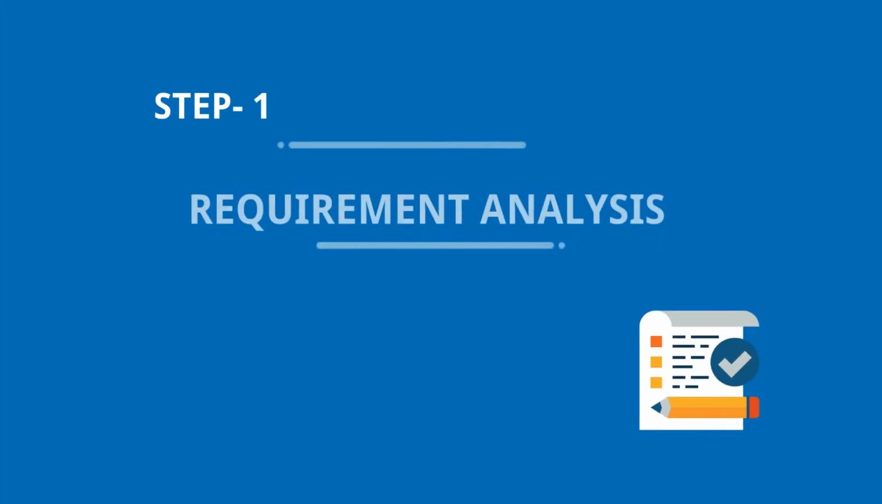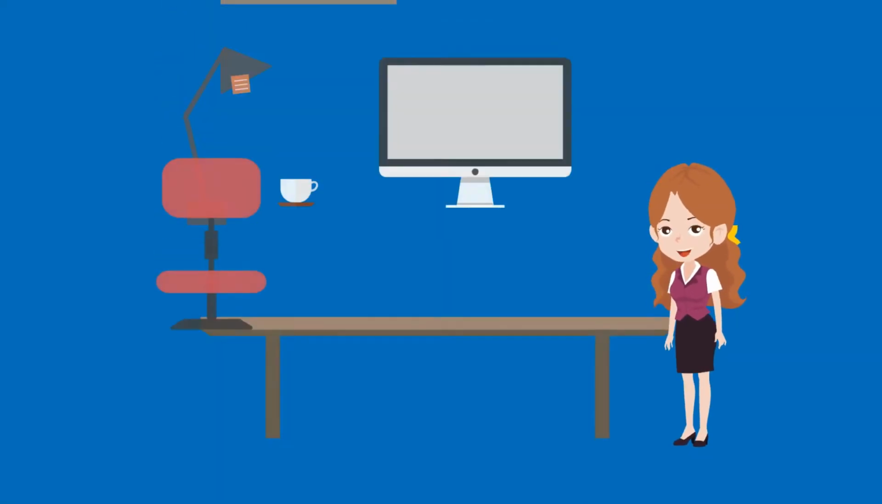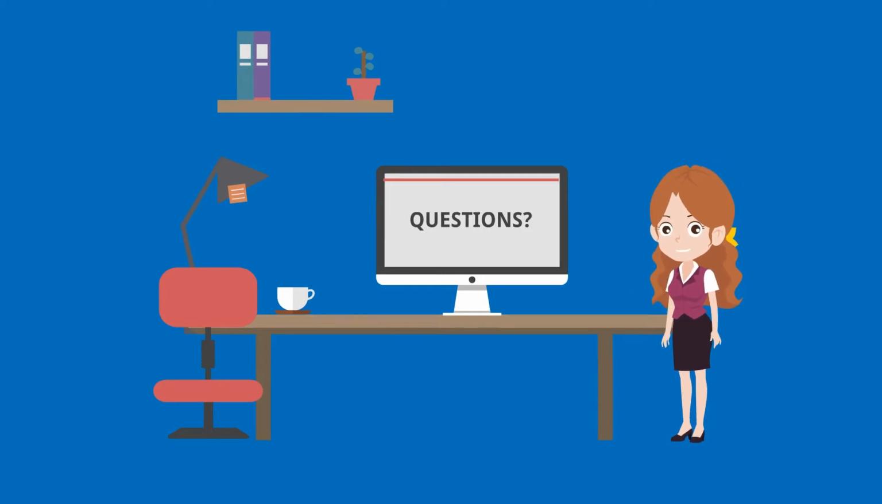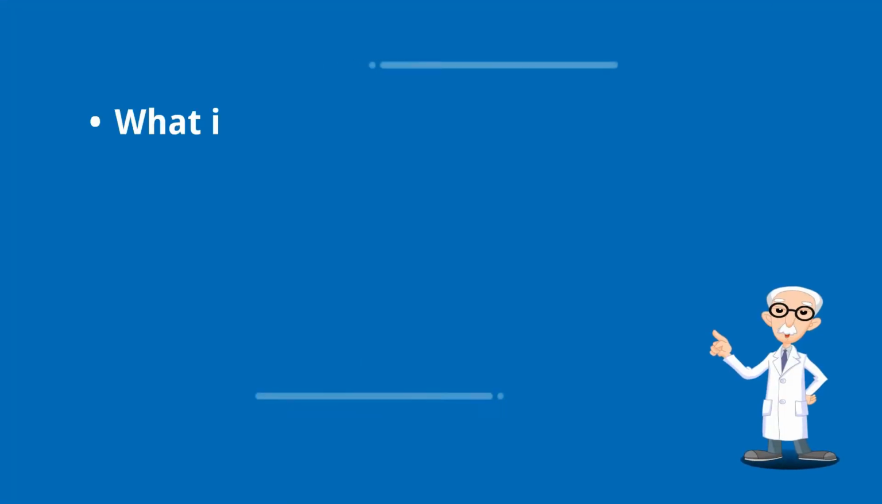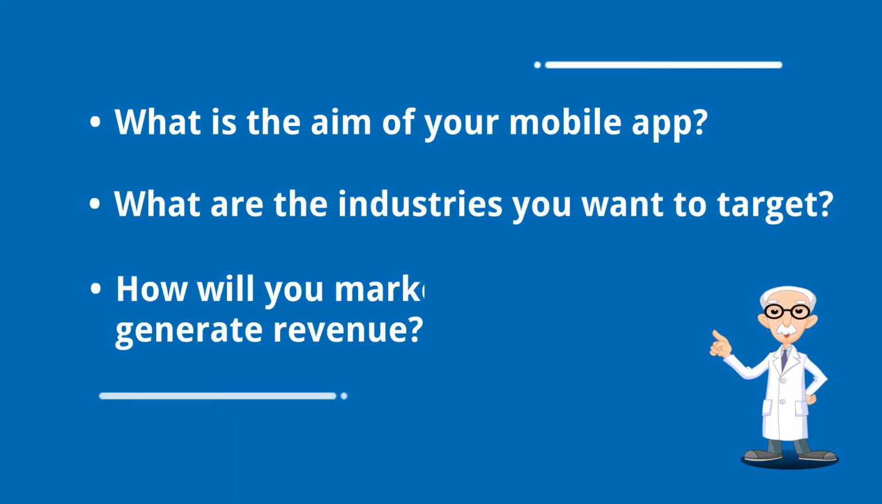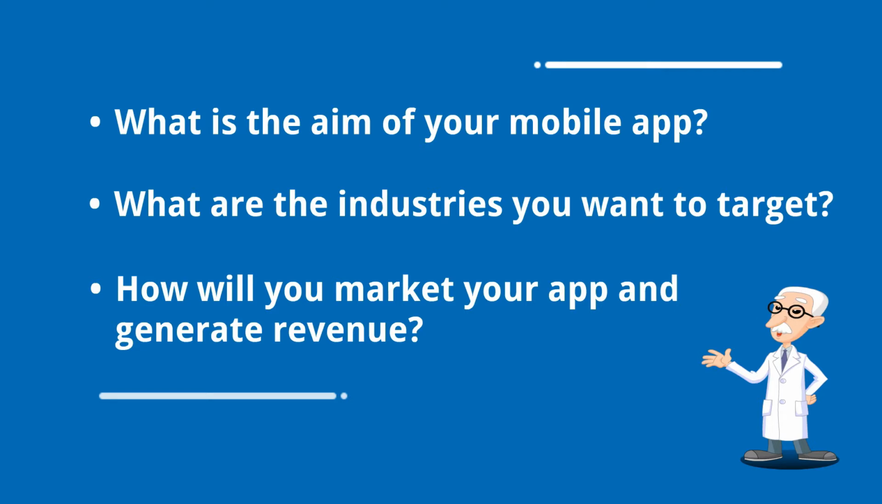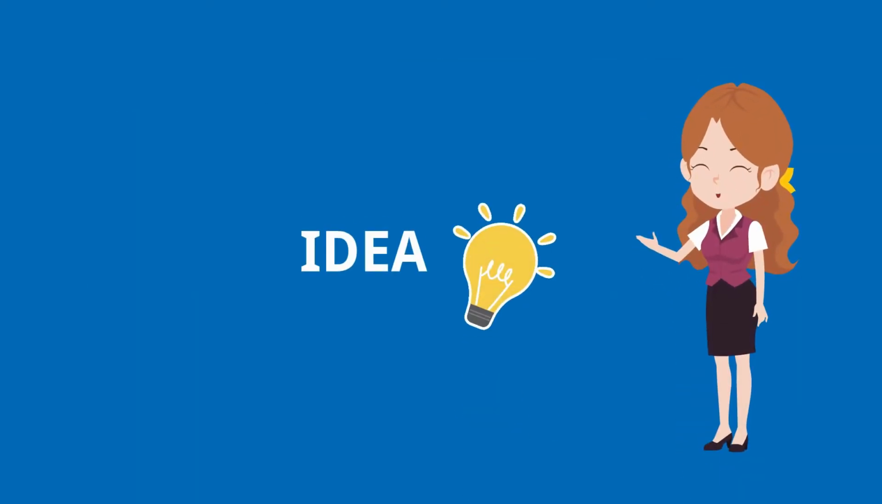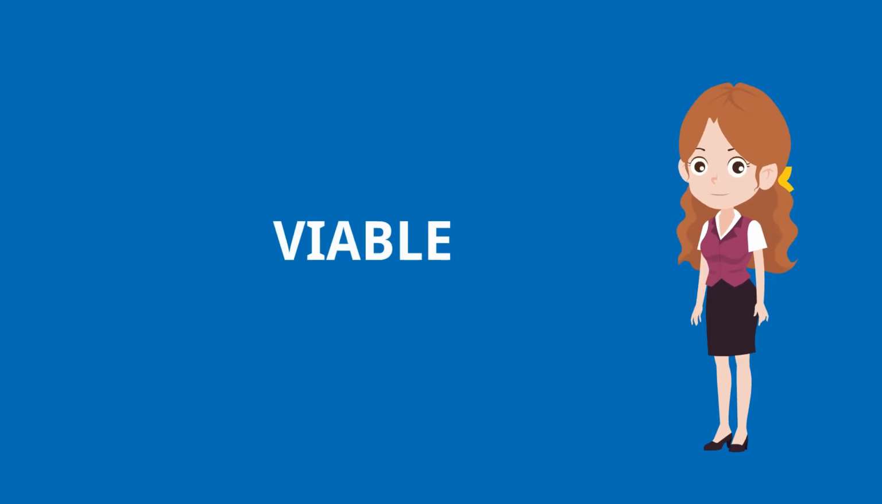Step 1. Requirement analysis. Before you start creating your own app from the scratch, ask yourself a few questions such as: what is the aim of your mobile app? What are the industries you want to target? How will you market your app and generate revenue? Every app starts with an idea. Your idea needs to be viable. Write down your idea, the features that you want, and how your application will work.